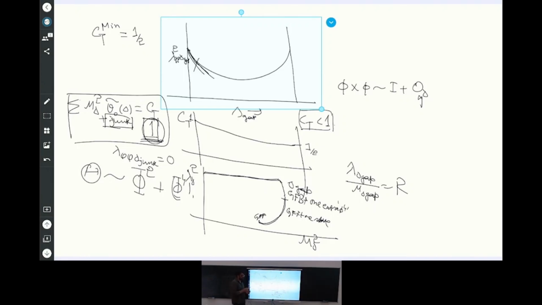So yeah, that's the story. And this is what we're doing now, including this phi square operator and locality operators, and seeing if it improves. Yeah, that's it.